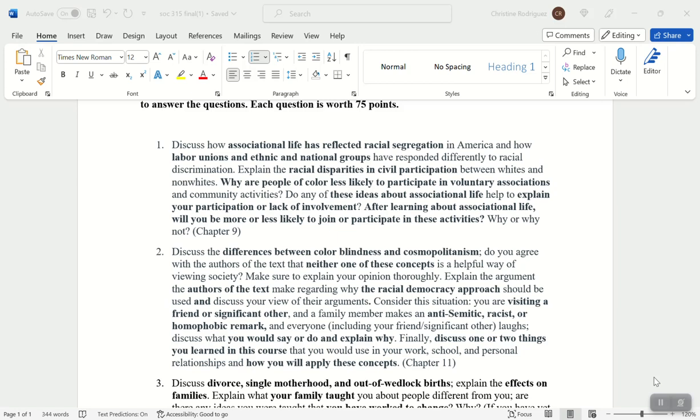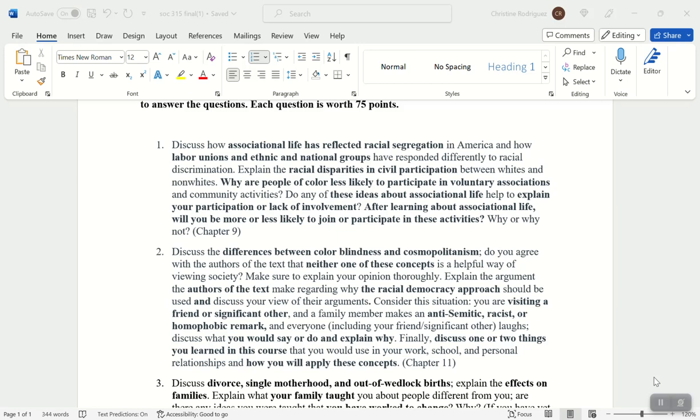For this part of the prompt, you're going to want to make sure that you're focusing on how we see racial segregation reflected not just in communities, but also in the various organizations or associations that people belong to, including, of course, labor unions, ethnic groups that people belong to, Knights of Columbus, say, which is an Italian-American organization, and others. And then, of course, there are national groups such as the ACLU or political groups, the National Democratic Party, the National Republican Party, etc.